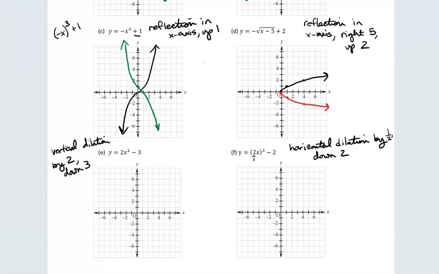Then we're moving it right 5 and up 2. So we're going to go over 1, 2, 3, 4, 5, up 2. I'm going to draw that same graph going down, so it's actually right there. And we'll get rid of the red one.